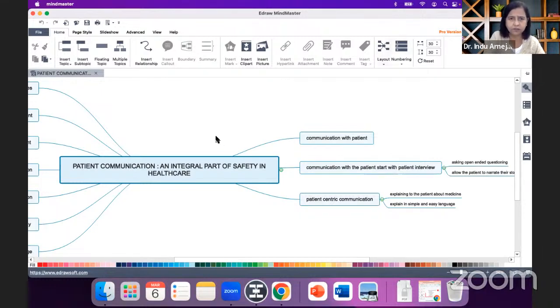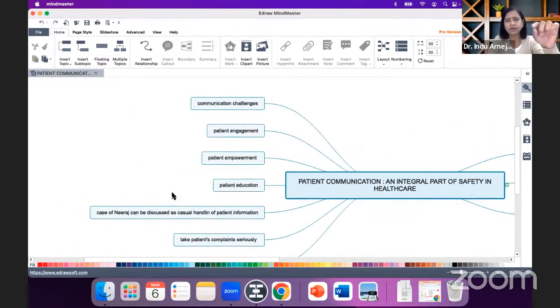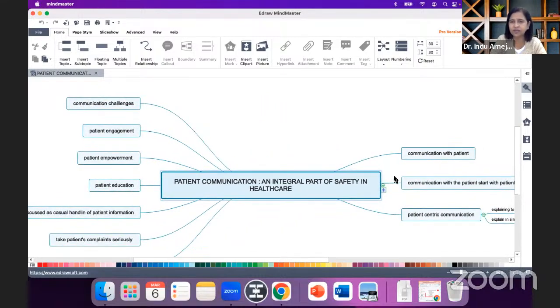So what I do, I would normally write whatever topic I'm going to talk about as a main point. Then whatever ideas and thoughts come to your mind, you can start thinking, okay, I want to talk about this. I want to talk about patient engagement. I want to talk about patient safety, patient communication, and integral part of, what is it? Let me read. Yeah, integral part of safety in healthcare.